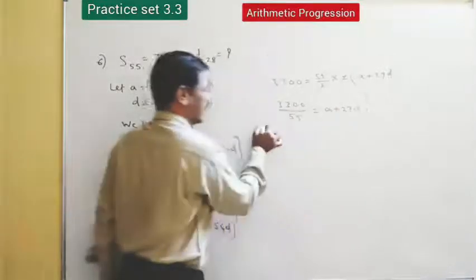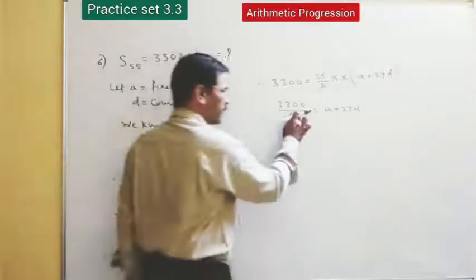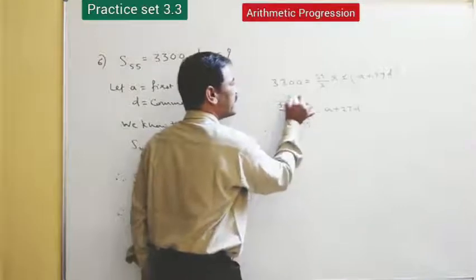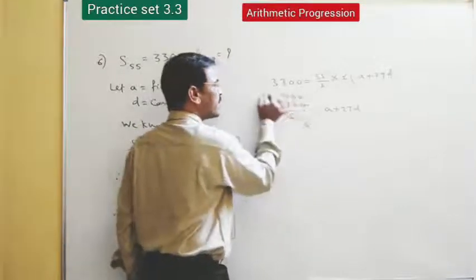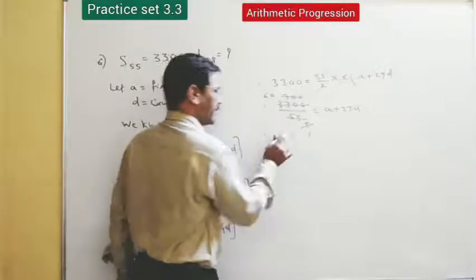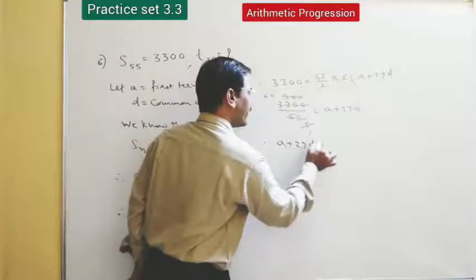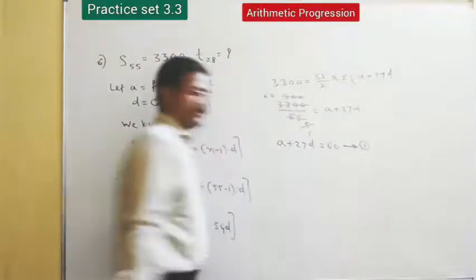Now, both are divisible by 11. Okay, is it correct? Look here. 11 5s are 55, 11 3s are 33. These 3 zeros keep as it is. Again, 5 1s are 5, 5 6s are 30, and 0 keep as it is. Means what do we get here now? A plus 27D is equal to 60. Keep this as 1.